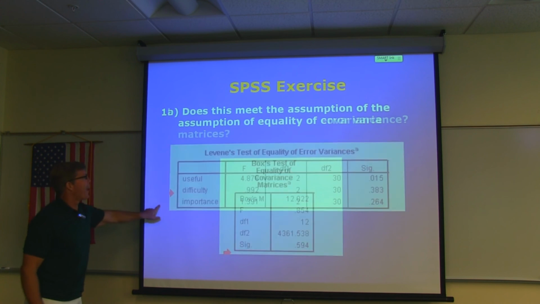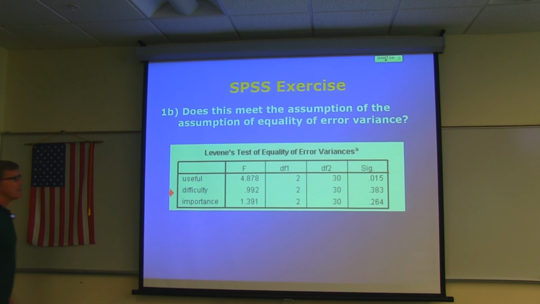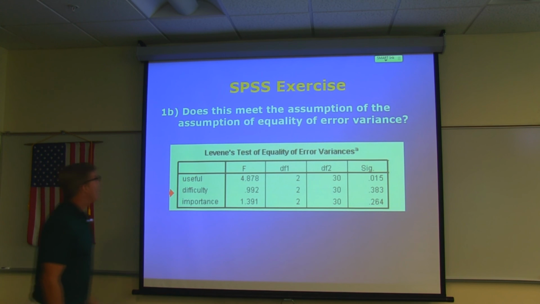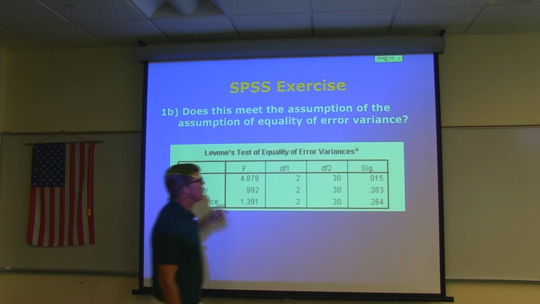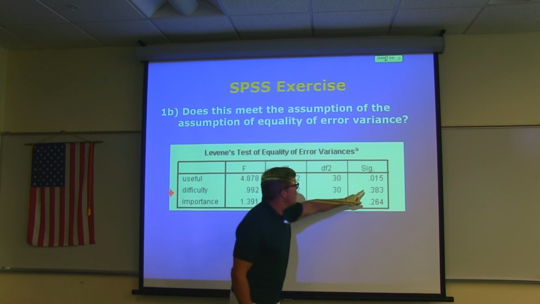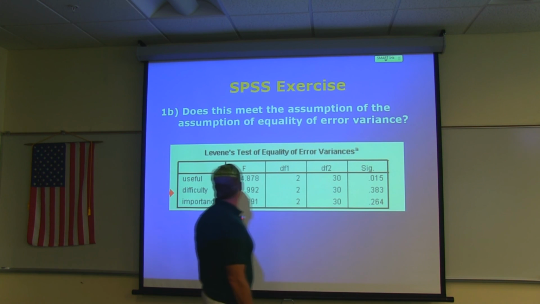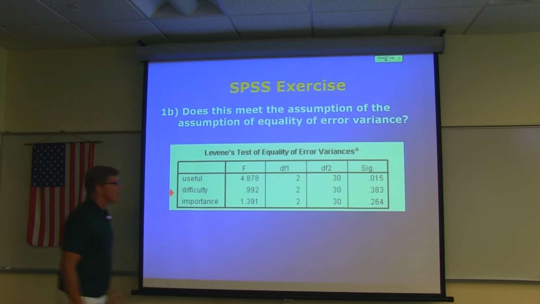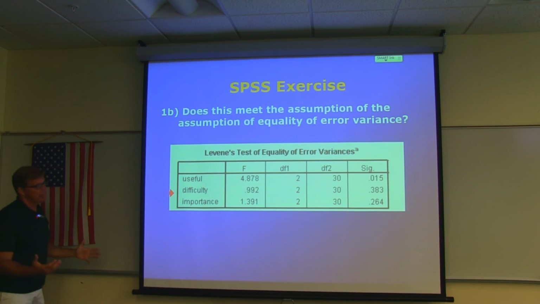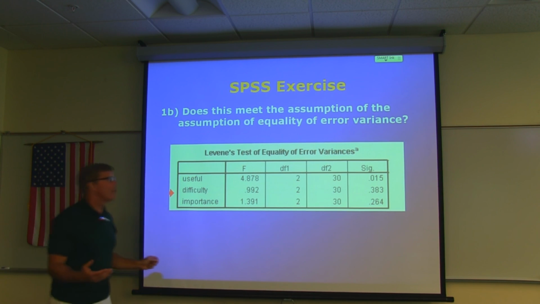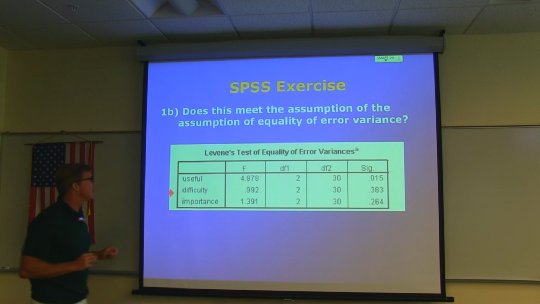Okay. Here's Levene's test. On the three DVs, we have the assumption satisfied here and here, but not here on the usefulness variable. It is what it is. So our results may be a little bit less than accurate. Okay, we didn't satisfy it at all three DVs, but again, you know, it is what it is.